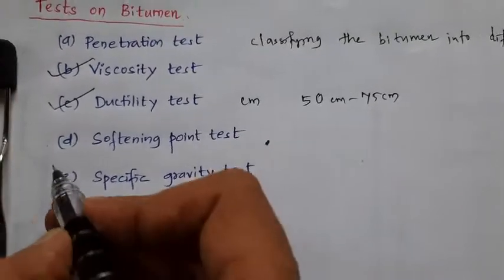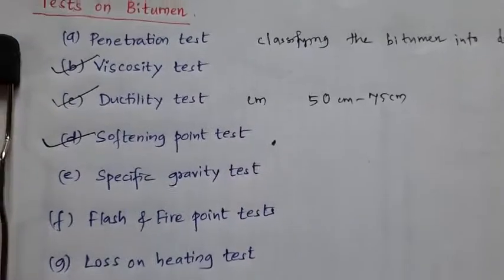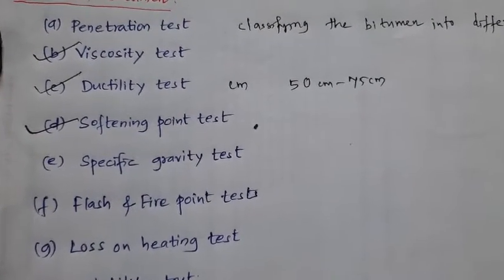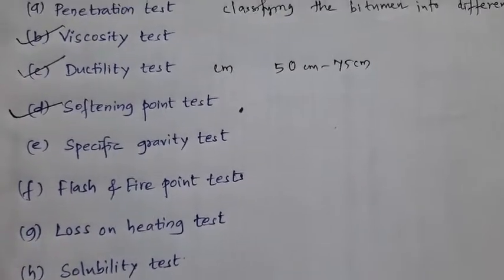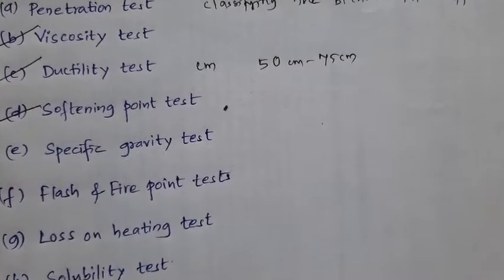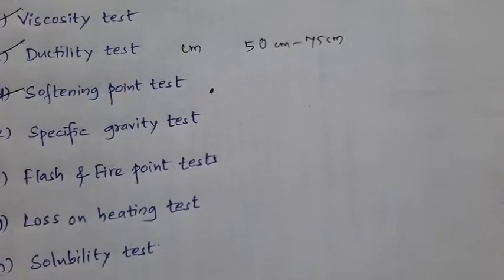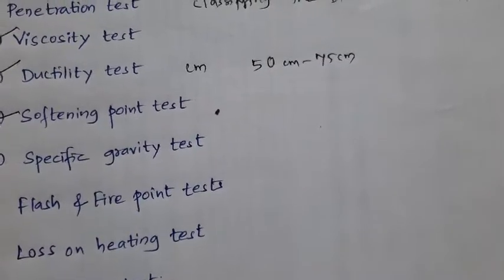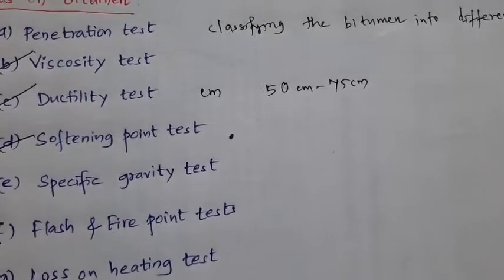Next we see the softening point. Here, a small brass ring containing the test sample of bitumen is suspended in a beaker with a liquid bath. Water is used if the softening point is less than 80 degrees Celsius. If the test sample is very hard and is going to take more than 80 degrees Celsius, then glycerin is used for temperatures exceeding 80 degrees Celsius.